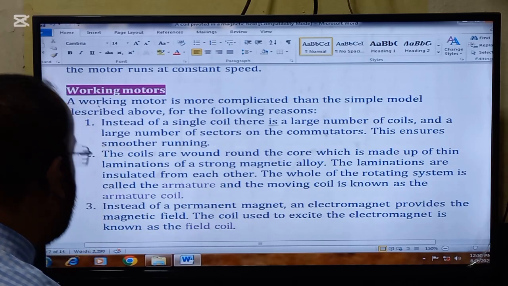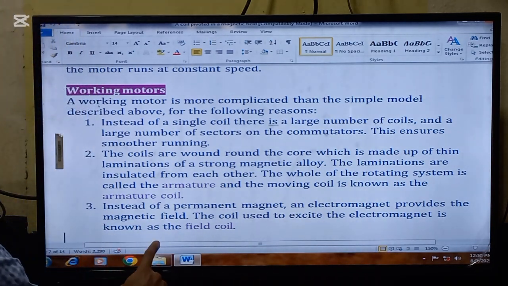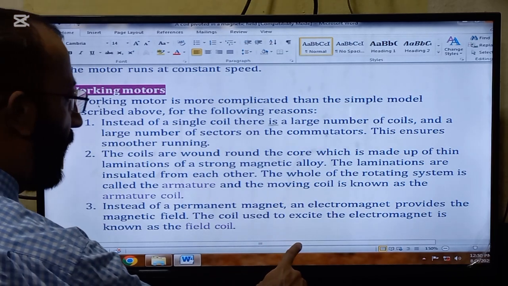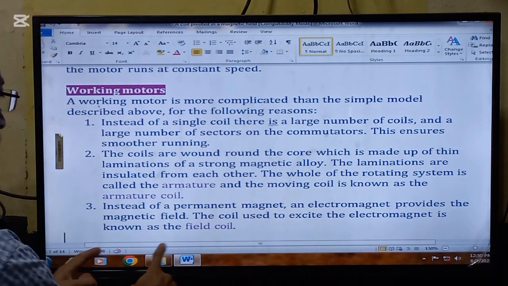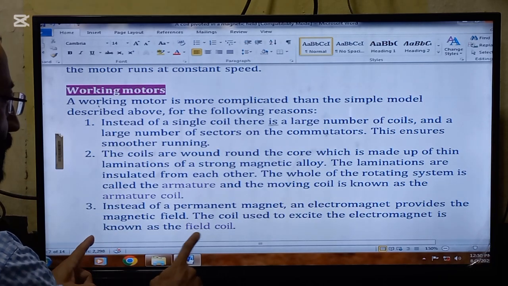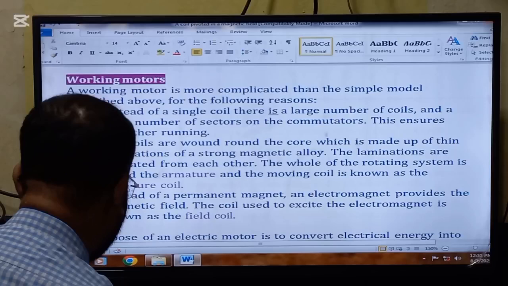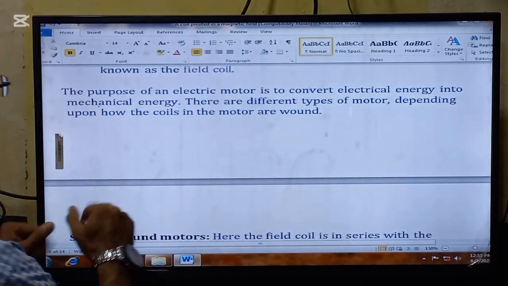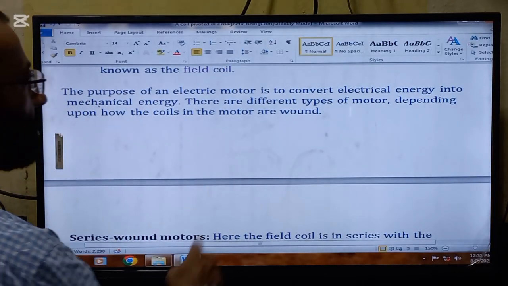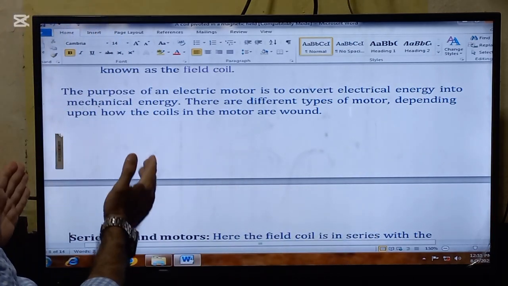Number three, instead of a permanent magnet, an electromagnet provides the magnetic field. The coil used to excite the electromagnet is known as the field coil. So the working motor does not have a permanent magnet. It actually has the electromagnet. The purpose of an electric motor is to convert electrical energy into mechanical energy.